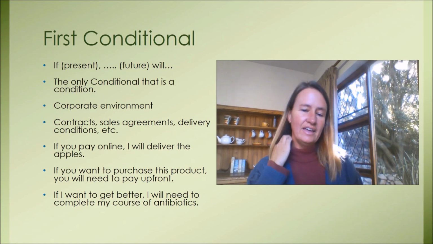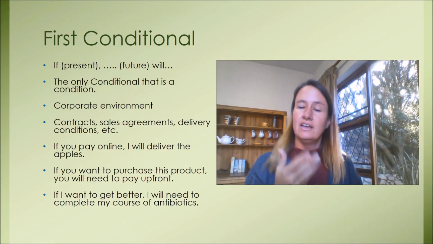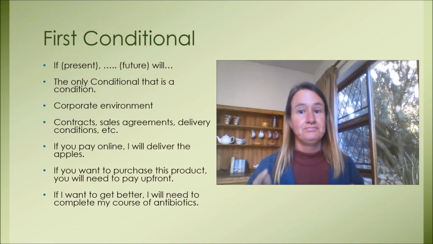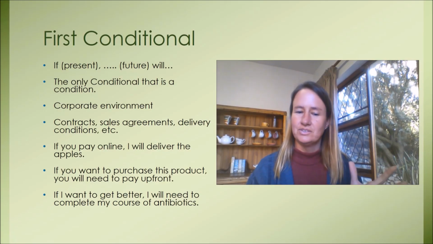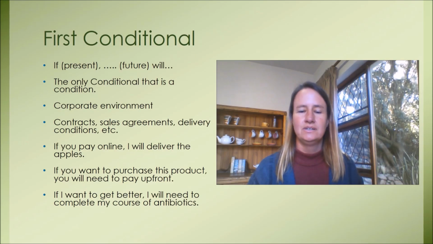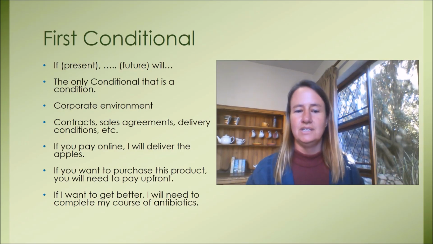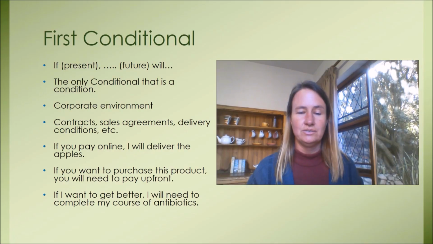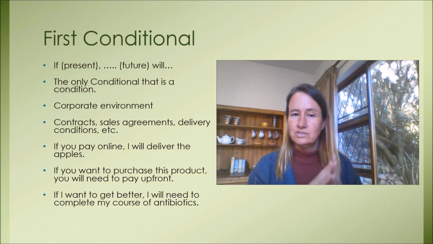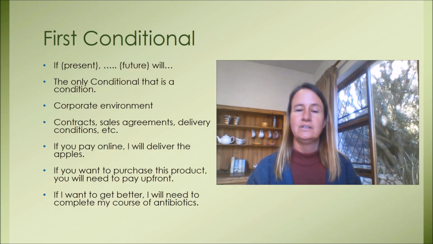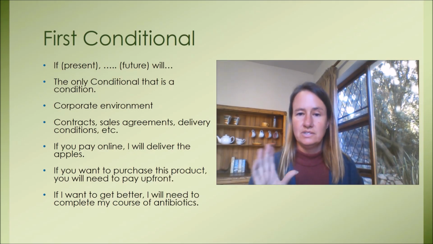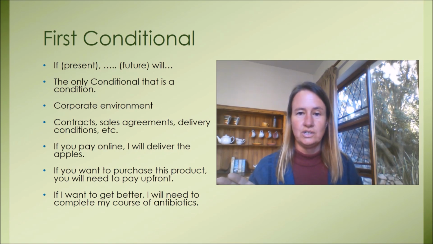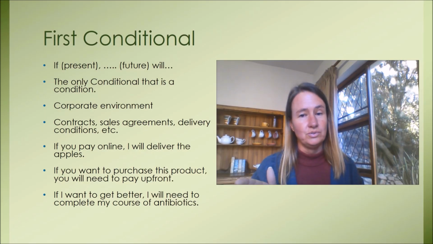The third example I have there, if I want to get better, I will need to complete my course of antibiotics. If I want to get better, present, future, I will need to complete my course of antibiotics. So this is our first conditional. We have the grammar structure there. First part of the clause, present. Second part of the clause, future, using will. This is a condition. I won't do this if you don't do that.